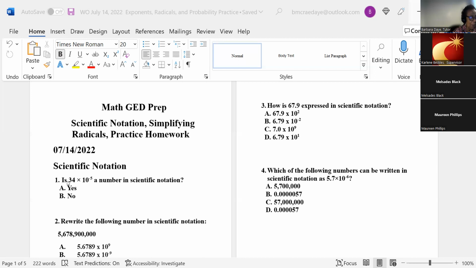34 is not between 1 and 10. I know. Right? So for scientific notation, there are 2 parts. First part, a number between 1 and 10. The second part, 10 raised to a power. So this is not a number in scientific notation. And why is it not a number in scientific notation, Mercedes?